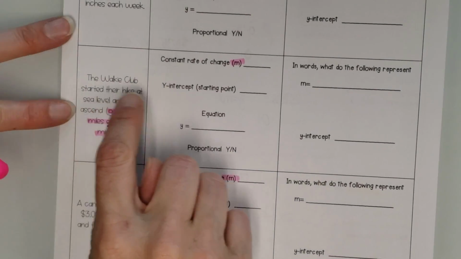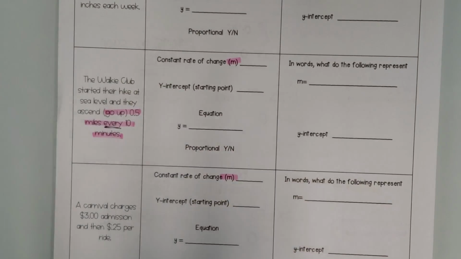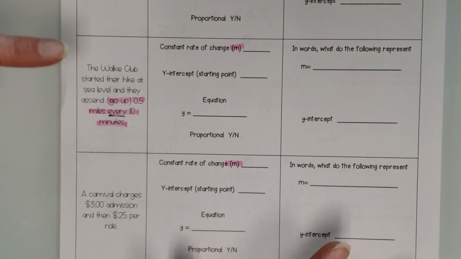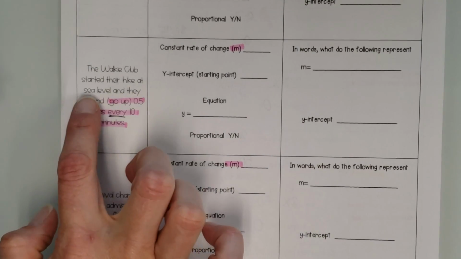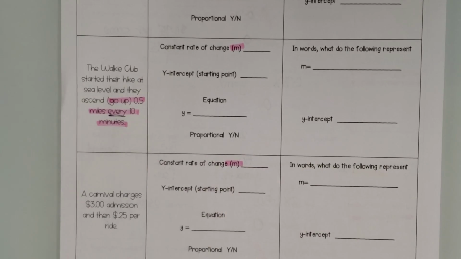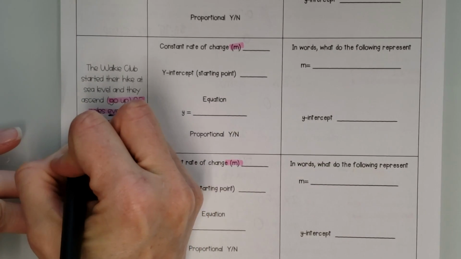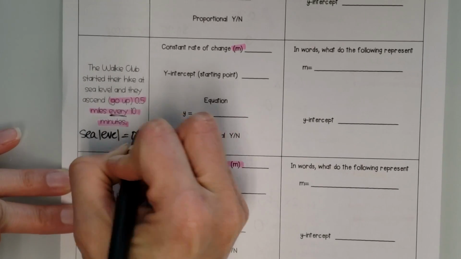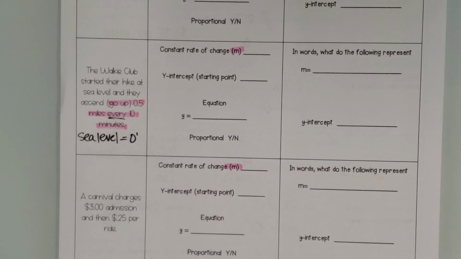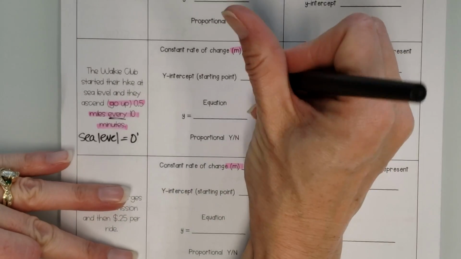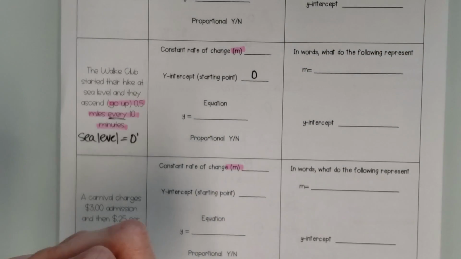Now, it says that they start their hike at sea level. Hopefully you all know that sea level is 0. The elevation of sea level is 0. So this is just a way of saying that they started at the point 0. Because sea level equals an elevation of 0 feet, we're just going to assume that they started at 0, and so my starting point, I'm not going to really have a starting point. It's going to be 0.